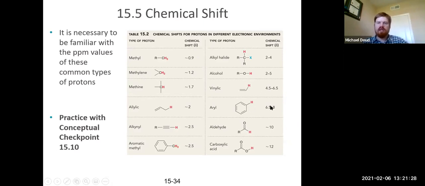Remember the aryl region. This tends to be a place where things get a little messy. If your proton is bonded to a benzene ring, they tend to be multiplets, and they show up between 6.5 and 8 parts per million. Now the good news is there's not much else there, so it's a pretty good indication that that's an aromatic region.